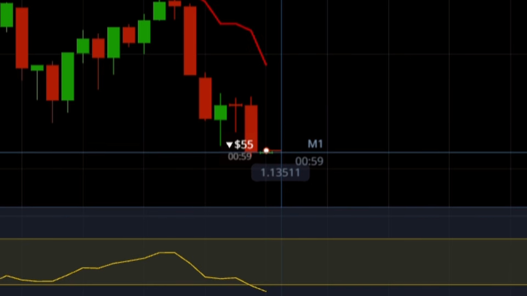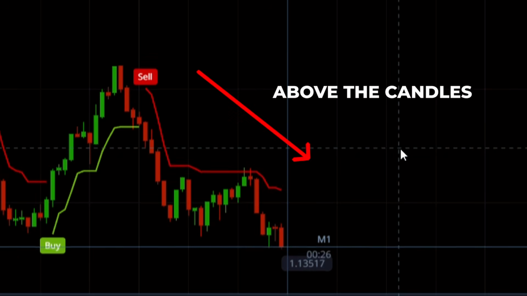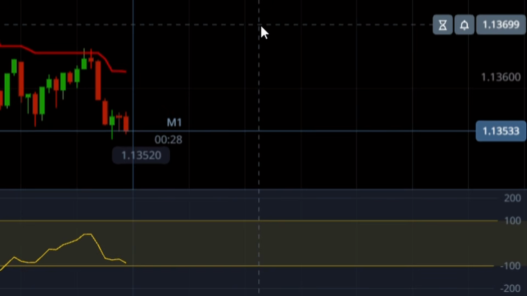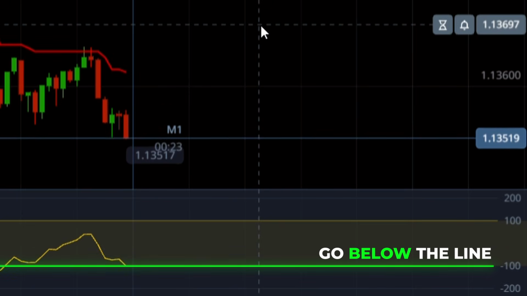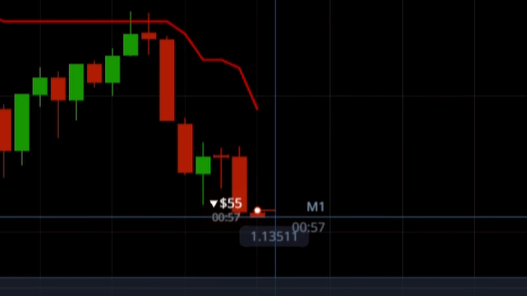To enter a sell trade using these indicators, the Supertrend indicator needs to be positioned above the candles, confirming that sellers are in control. To further confirm the sell signal, the CCI indicator needs to be moving toward the -100 level, or already below it. Once both indicators are aligned, we can place a 1-minute sell trade.